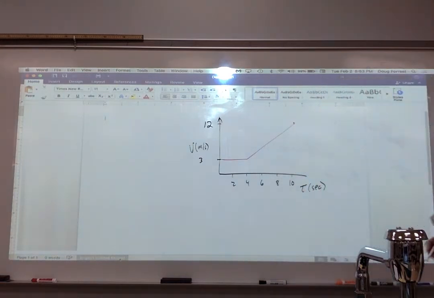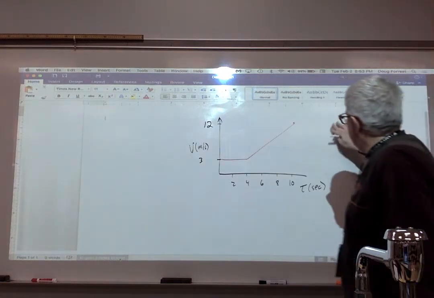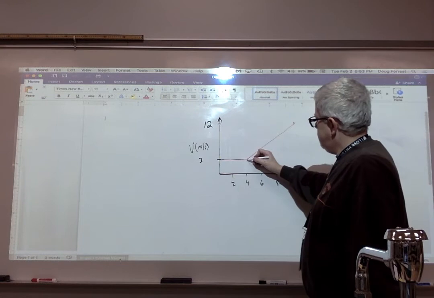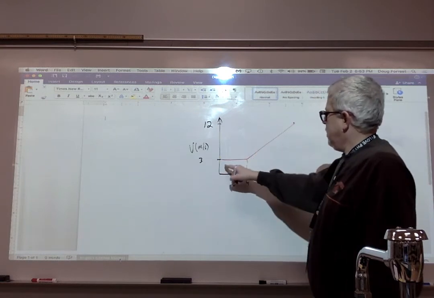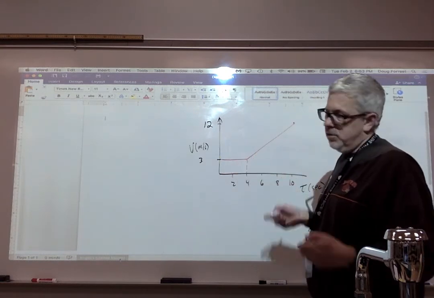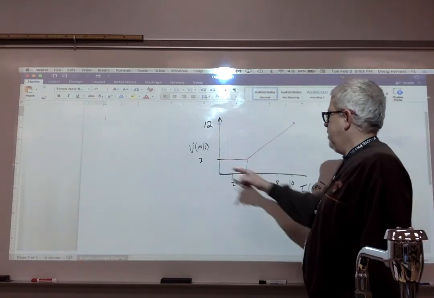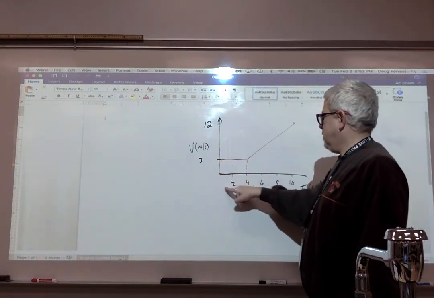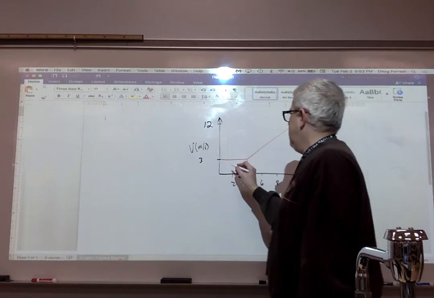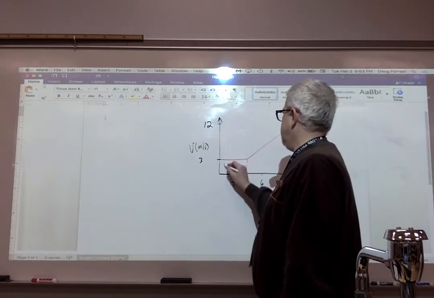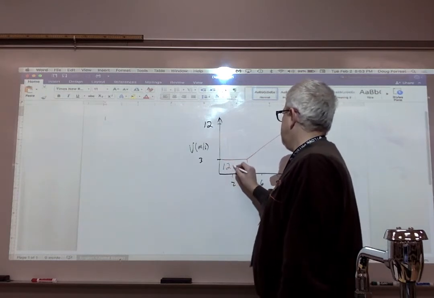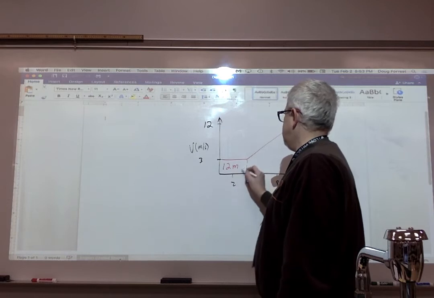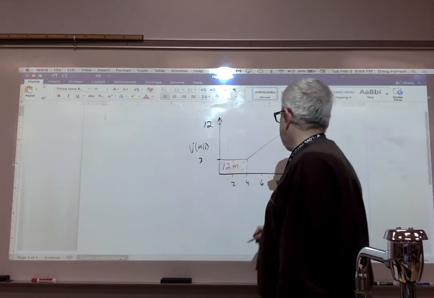Well, I could get this answer graphically. I could figure this out. And the way that I could do that would be to split this up. I've got a rectangle here. I could use a constant velocity formula. I'm going 3 meters per second, and I'm doing that for 4 seconds. 3 meters per second times 4 seconds would be 12 meters. That's the area of that rectangle.